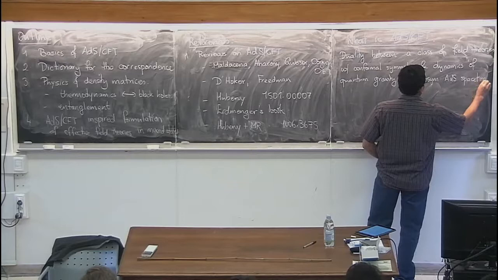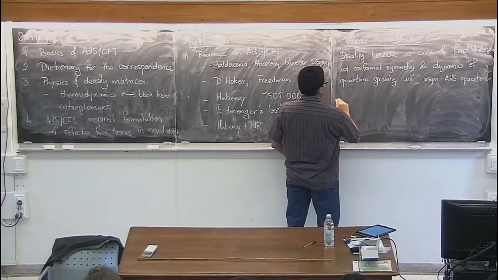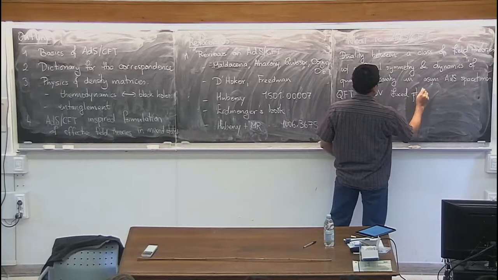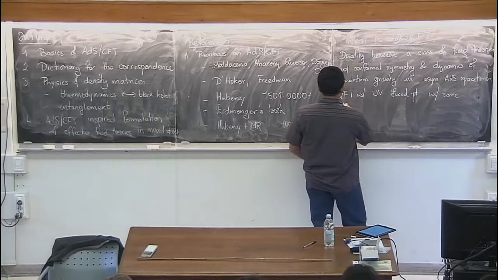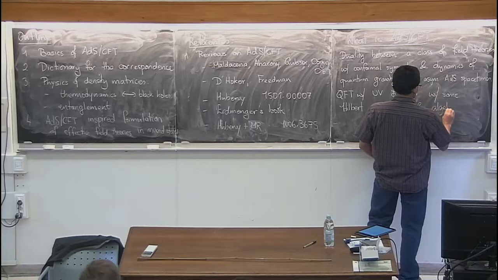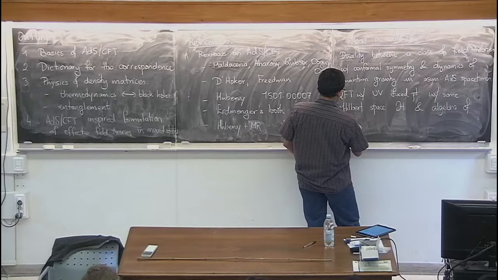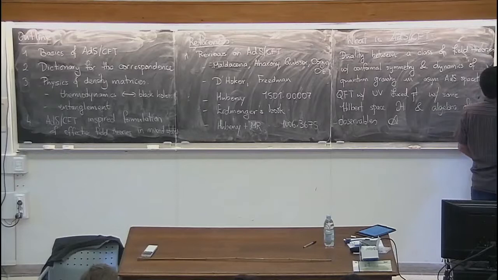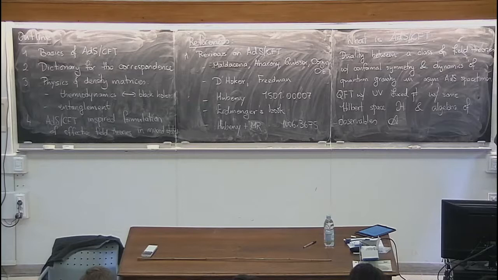In other words, it asserts that if you have a quantum field theory with a UV fixed point, which is conformal, with some Hilbert space, H, and some algebra of observables, let's call it script A, then this statement just says that the Hilbert space of the CFT is isomorphic to the Hilbert space of gravity, and that the algebra of the CFT is isomorphic to the algebra of gravity.